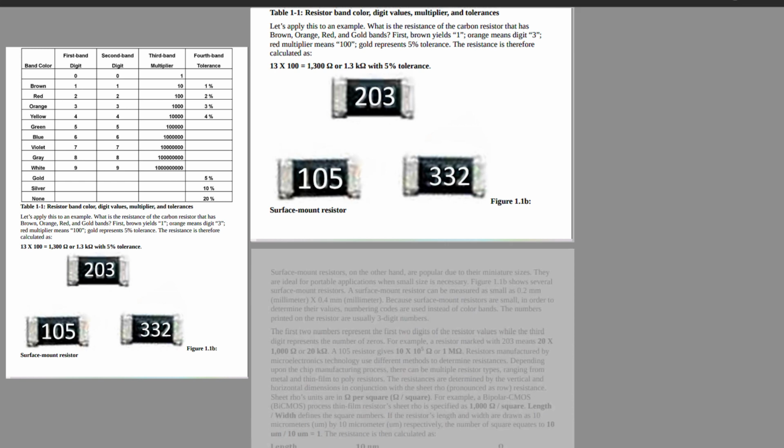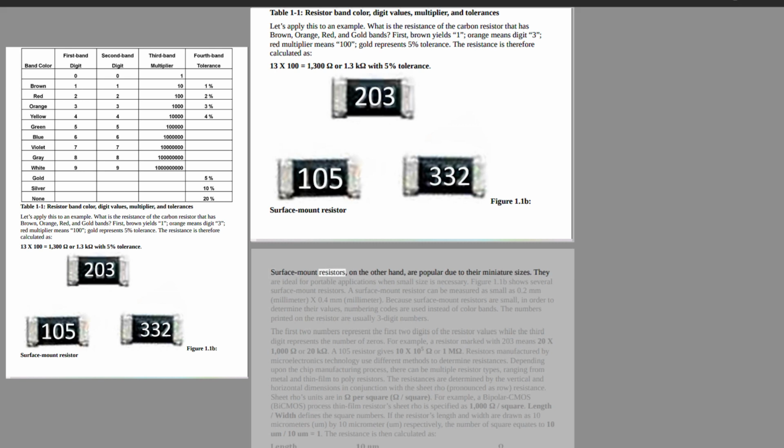Let's apply this to an example. What is the resistance of the carbon resistor that has brown, orange, red, and gold bands? First, brown yields 1, orange means digit 3, red multiplier means 100, gold represents 5% tolerance. The resistance is therefore calculated as 13 times 100 is equal to 1300 ohms or 1.3 kΩ with 5% tolerance. Figure 1.1b, Surface mount resistor.